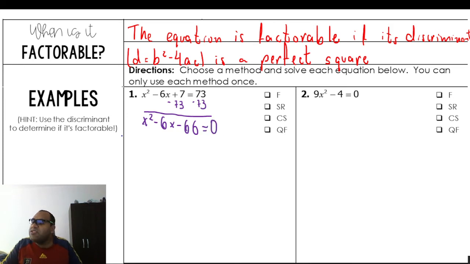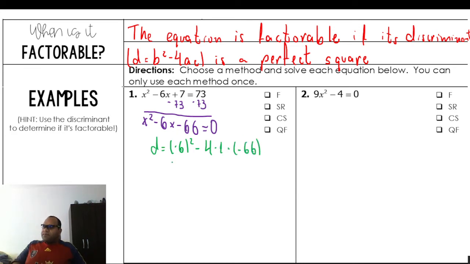Great. Let's find the discriminant. Let's use the discriminant formula. D equals b squared, which is negative 6 squared, minus 4 times a, in this case 1, 4 times 1 times negative 66.